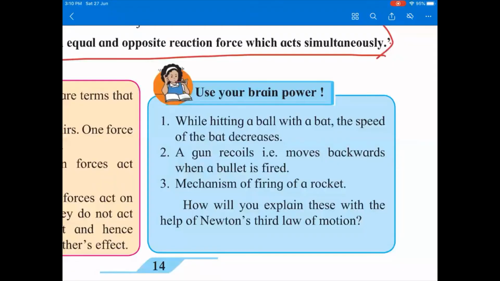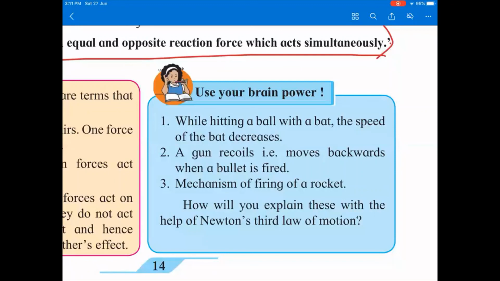So here in the textbook, some interesting questions are there. When hitting a ball with a bat, the speed of the bat decreases. What is the reason? It is because the ball applies its force in the direction opposite to the direction of the bat. Imagine you are moving your bat with a certain force in the forward direction, but the ball comes and hits that bat with its own force. That force will oppose the force applied to the bat, and since both forces are opposite, the speed of the bat will become less.